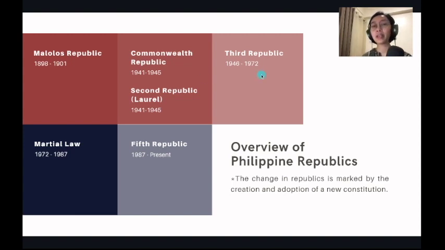The Third Republic would follow the 1935 Constitution. But the difference is, instead of being a Commonwealth Republic, we were now an independent state. So this 1935 Constitution would run from 1946 to 1972 with some amendments. And then comes martial law, which is the Fourth Republic, no?